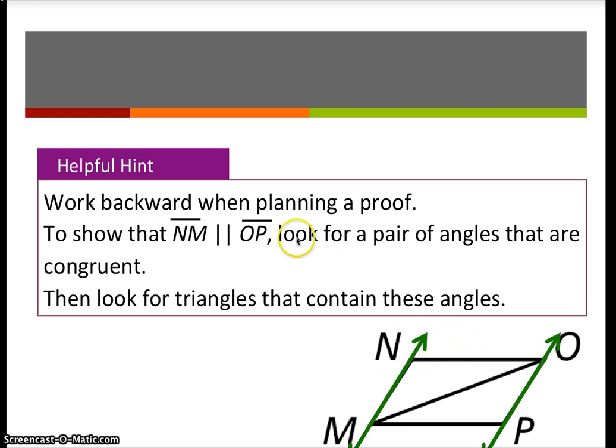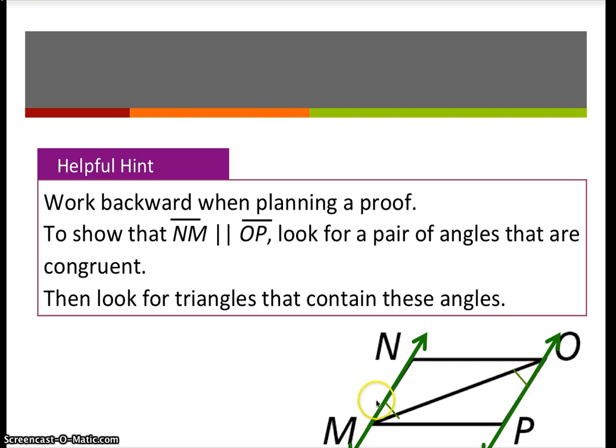Okay, this line from M to O is a transversal that cuts through the parallel lines, and when this transversal cuts through, it makes the two angles on the inside here, angle NMO and angle POM, equal.